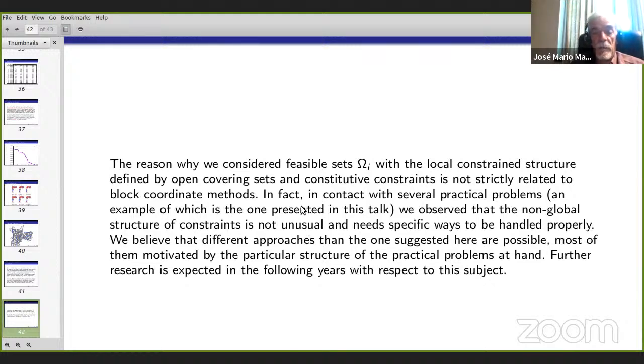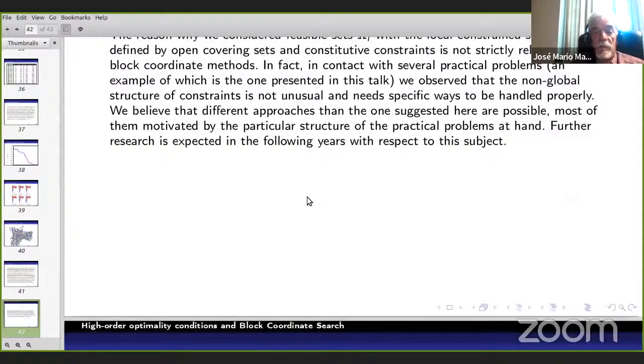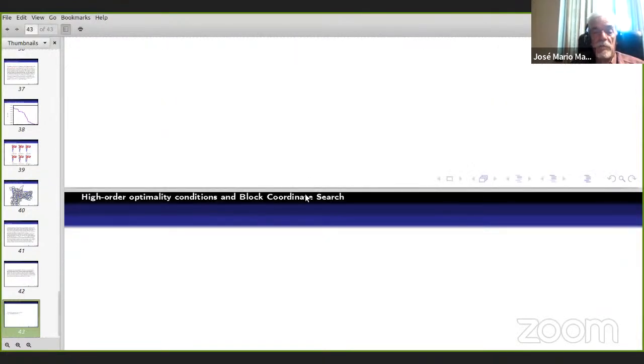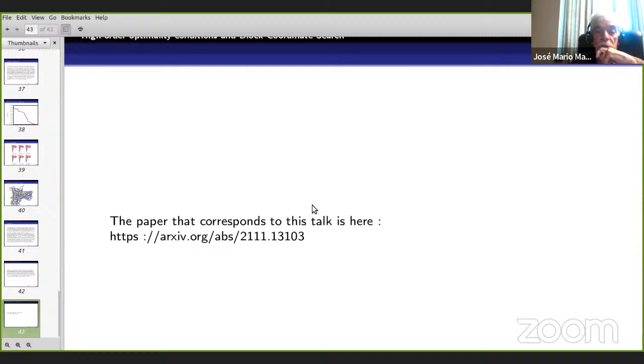Okay, that's it. If you want to see the paper related to this talk, the paper is not published yet, and you can find it here in the arXiv collection. Okay, so 45 minutes, it's okay.